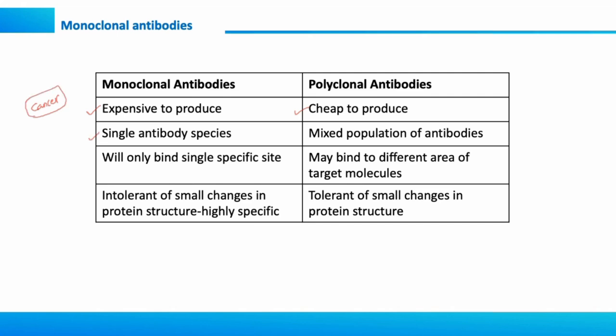As I already discussed, a single antibody species, unlike the mixed population of antibodies you get otherwise, will only bind to one specific site or epitope. Monoclonal antibodies are highly specific, even to a small change in the epitopic structure. They're intolerant of small changes. But polyclonal antibodies act even if there is a small change in protein structure. That is what happens with vaccination. In influenza vaccination, there is an antigenic drift and shift. So with a small change in antigenic structure, the vaccine can still act because vaccines are mainly made up of polyclonal antibodies.